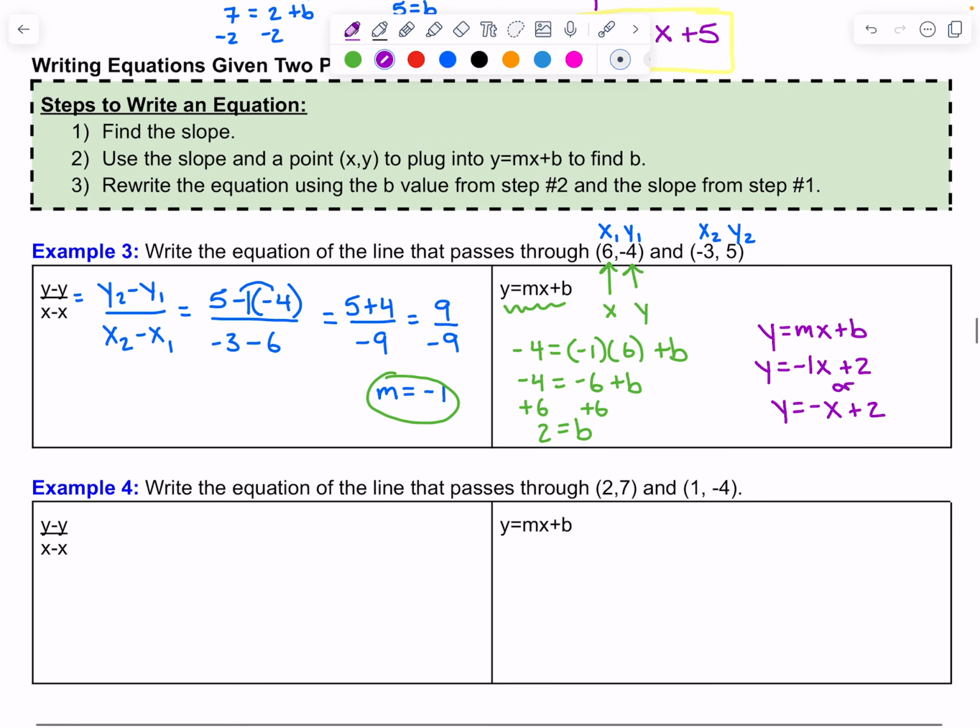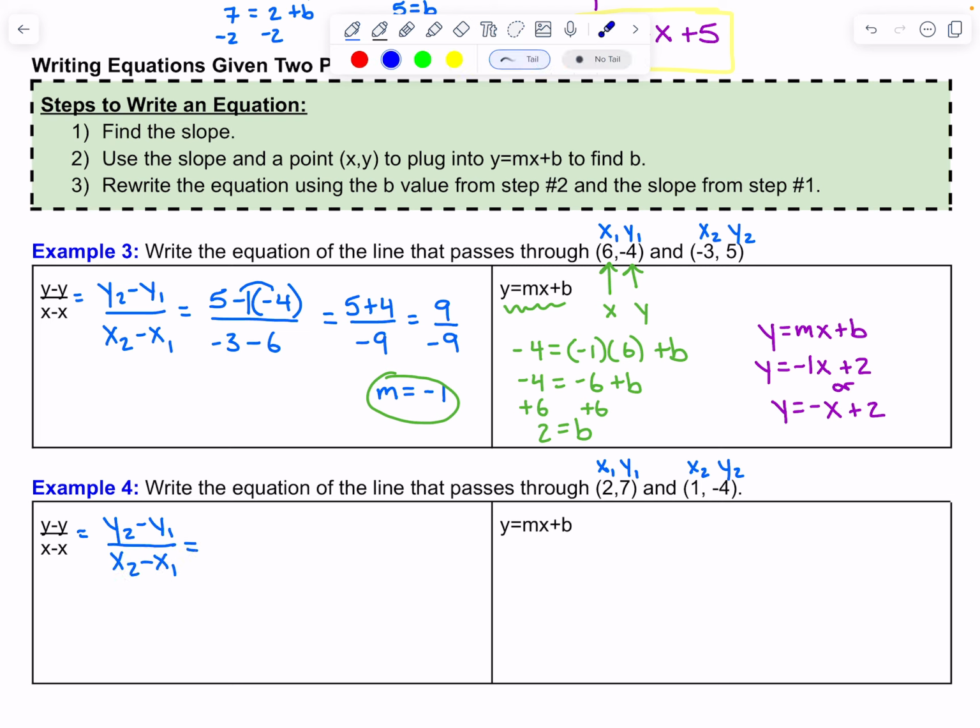All right, so let's do another one like that one. So we're going to write the equation of the line that passes through the points 2, 7. So that's going to be my x1 and my y1. And 1, negative 4 is going to be x2, y2. So I'm going to rewrite my slope formula to be y2 minus y1 over x2 minus x1 and fill everything in. That helps me stay organized.